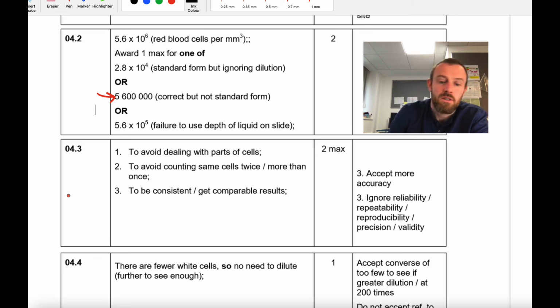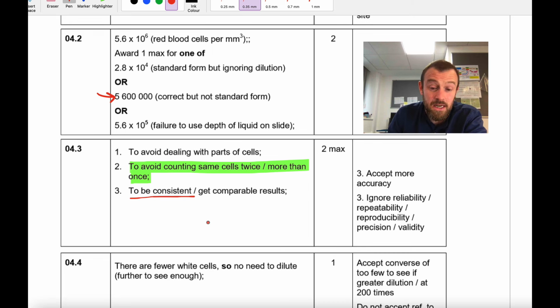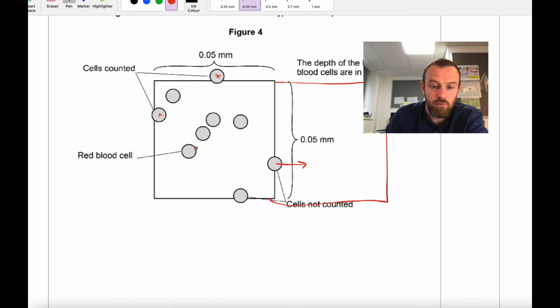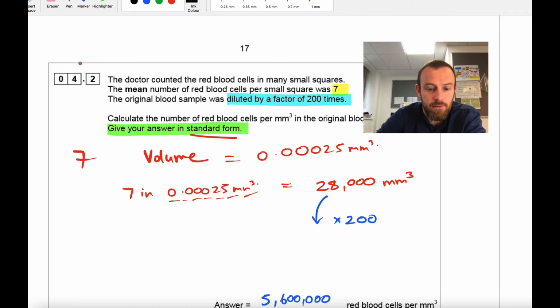Okay, so to avoid double counting, that is the answer that I think we should definitely remember. I wonder if I said to have a standardized procedure, it might be given to be consistent, to have consistency. Yeah. And to avoid dealing with parts of cells. So for example, you don't want to give a number that is, for this one, 1, 2, 3, 4, 5, 6, 7, 7.5 cells or whatever. You don't want to be dealing with half cells. Okay, let's keep going.